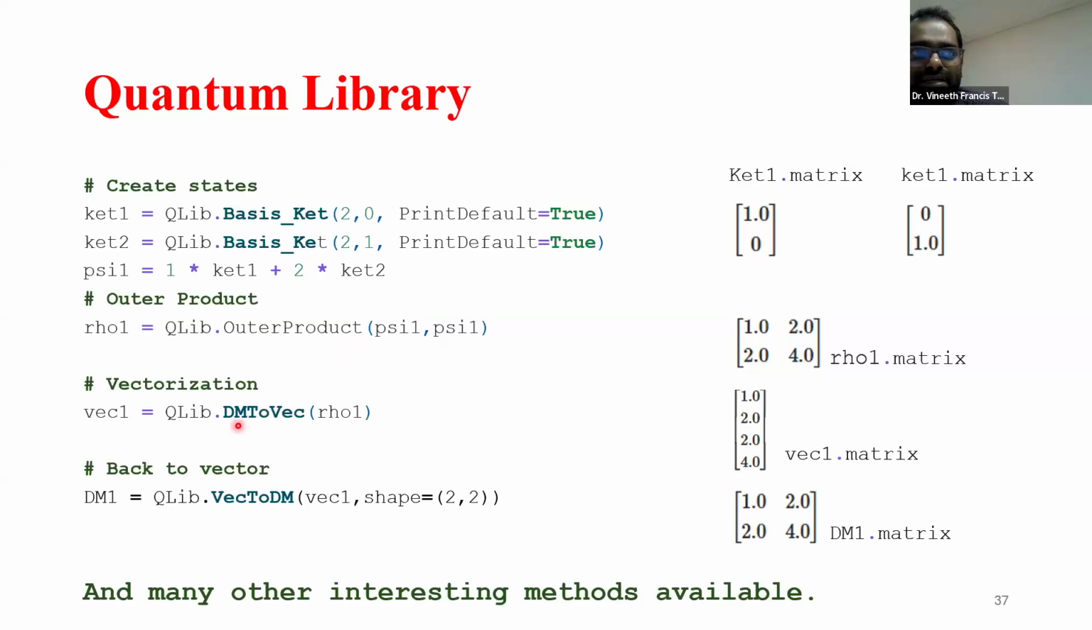And if you can create, you can vectorize the density matrix using this. You can build the density matrix from the column vector using this function. So if you give the vector you want to make as a density matrix, you can define the column vector, and you can say the shape of the matrix. It will give you back the density matrix. So here, using this outer product, we created a density matrix. You can vectorize using this function. And if you want to go back to the density matrix, you can use this function, vector to density matrix, to get the density matrix back.